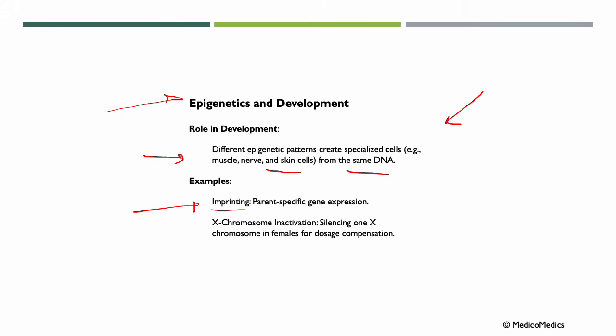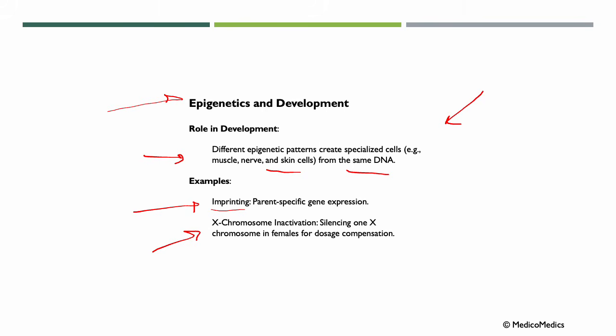which is parent-specific gene expression. Some genes are expressed only from one parent's allele, while the other is silenced. For example, insulin-like growth factor 2 is typically expressed only from the paternal allele, while the maternal copy remains inactive. And this parent-specific gene regulation is crucial for normal growth and development.